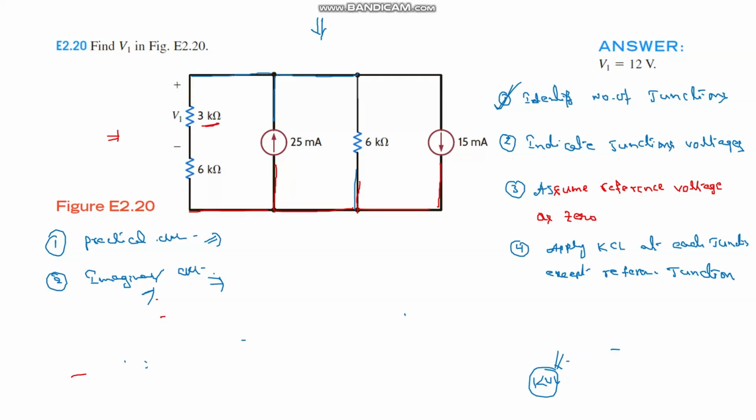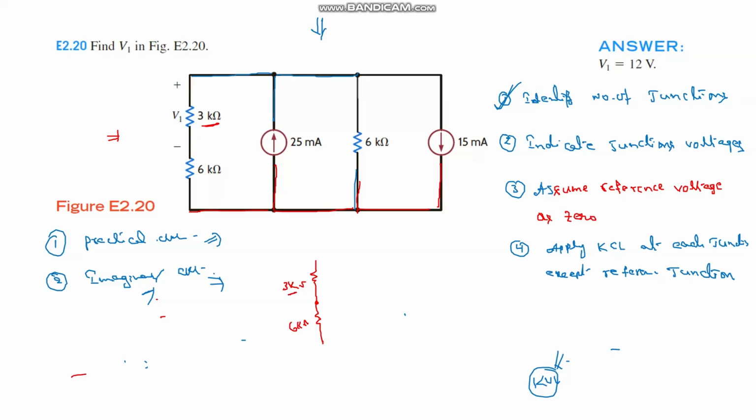There is a 3 kilo ohm resistance like this. Every element has two terminals, one positive terminal and one negative terminal. The second terminal of this 3 kilo ohm resistance is connected to a 6 kilo ohm resistance like this. These two are connected in series.